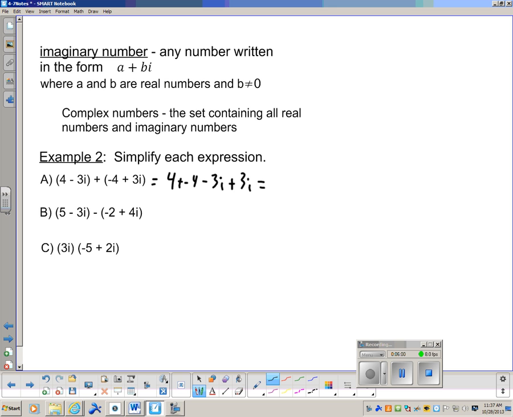So 4 plus a negative 4 gives me 0. Negative 3i plus 3i gives me 0i. And 0 plus 0i just gives me 0. So it all canceled out.